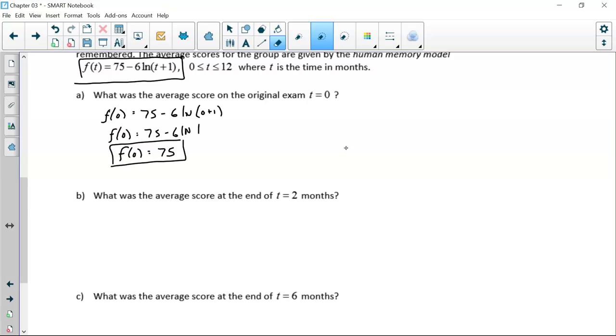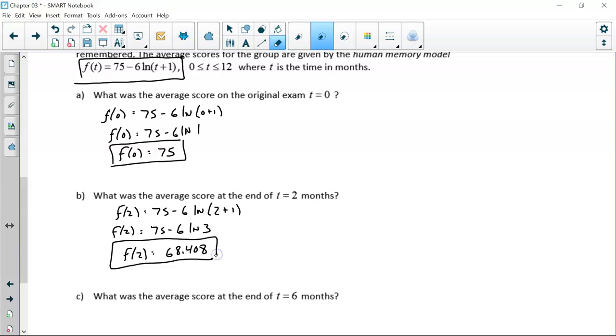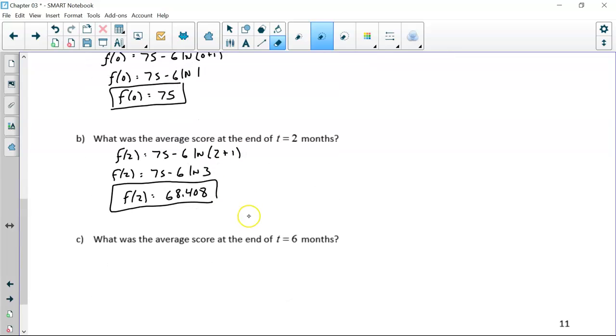Average score at the end of 2 months. So f of 2 equals 75 minus 6 times the natural log of 2 plus 1. So it's 75 minus 6 times the natural log of 3. And just a calculator question, f of 2 equals 68.408.